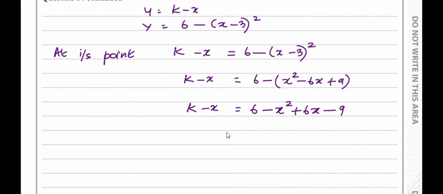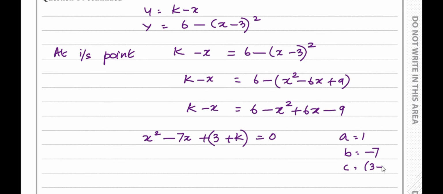Right, so bringing them all to one side, we can say x², to make it a quadratic. Okay, 6x and minus x here makes −7x. Minus 9 plus 6 is minus 3 over there, so it will be plus 3, and this k is also here, is equal to 0. So let me put this in a bracket. So this is a quadratic in the ax² + bx + c format. Therefore, a = 1, b = −7, c = 3 + k.